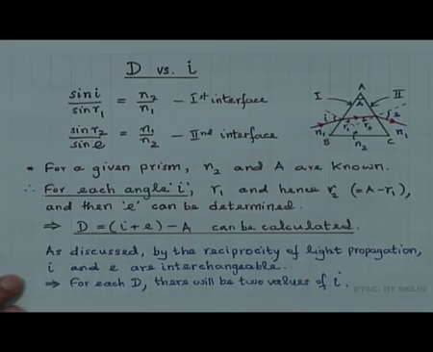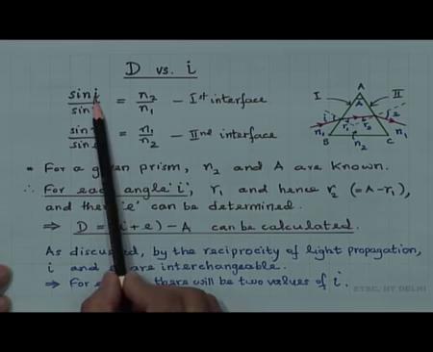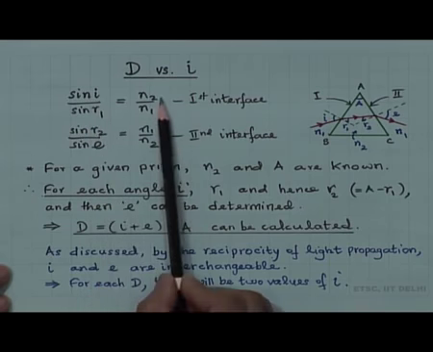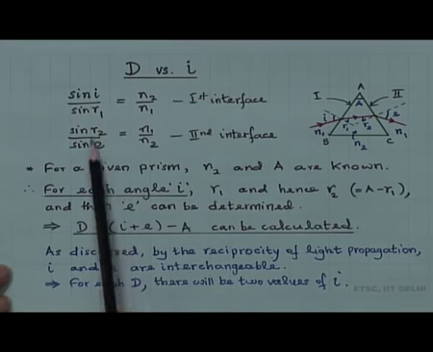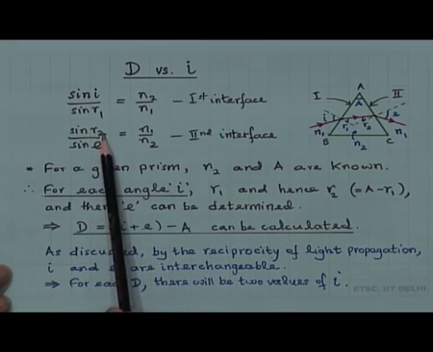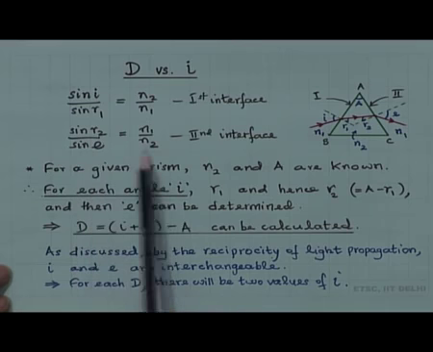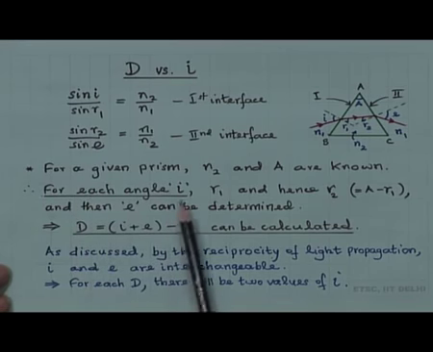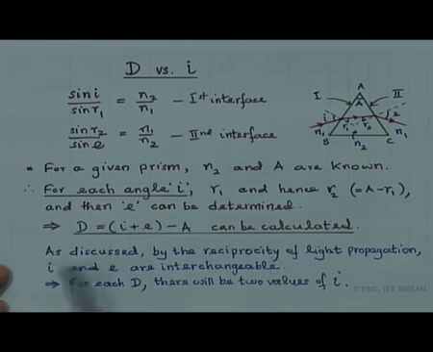They are known for a given prism, and therefore, for each angle I, we can calculate R1, because we know N2 and N1. So, using Snell's law we can calculate R1. Once we know R1, we know R2, because R1 plus R2 is equal to A, and once we know R2, we can calculate E, because we know N1 and N2. Sin R2 by sin E is equal to N1 by N2. So, for each angle I, R1 and hence R2 and then E can be determined, which implies that the angle of deviation D can be calculated for each angle of incidence.